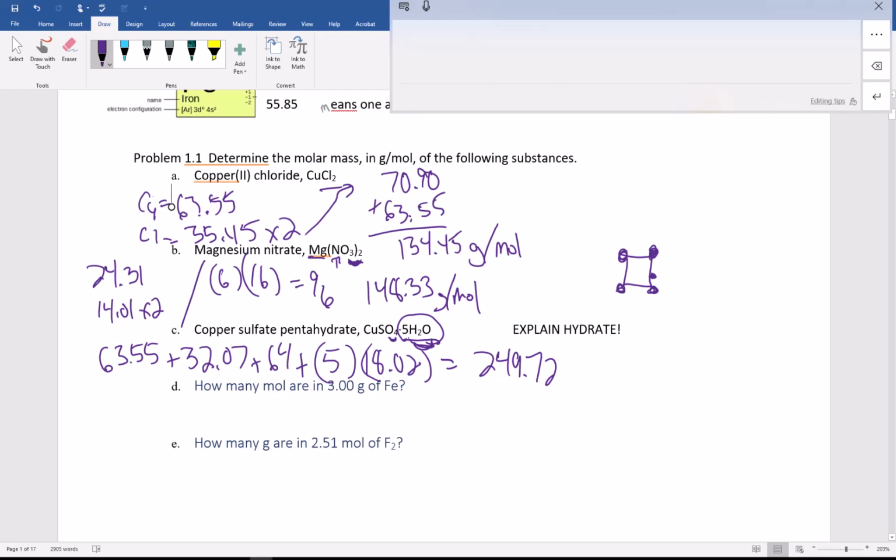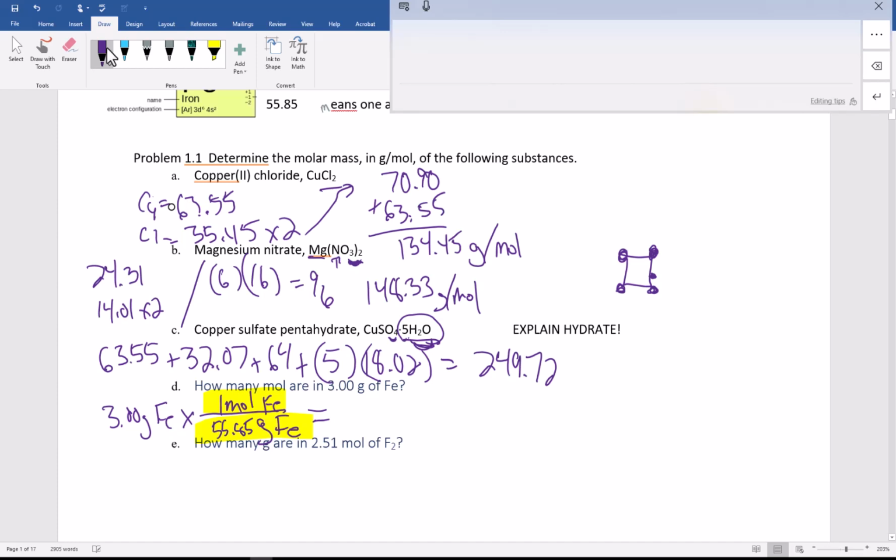All right. So how many moles are in 3 grams of iron? So I'm going to start with 3.00 grams of iron times a dividing bar. I'm going to put grams of iron on the bottom and 1 mole of iron on top. Now, the reason why this works is these things have to equal each other. So 1 mole of iron equals 55.85 grams of iron.